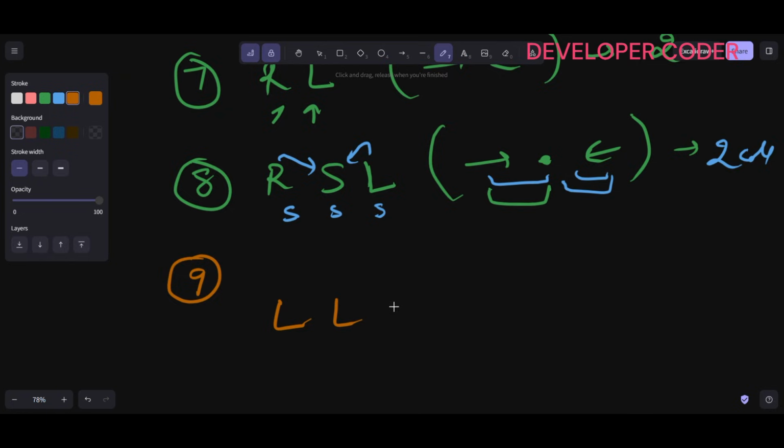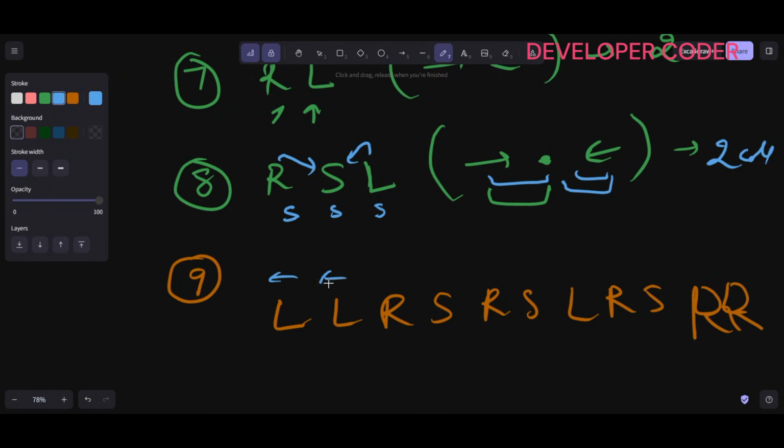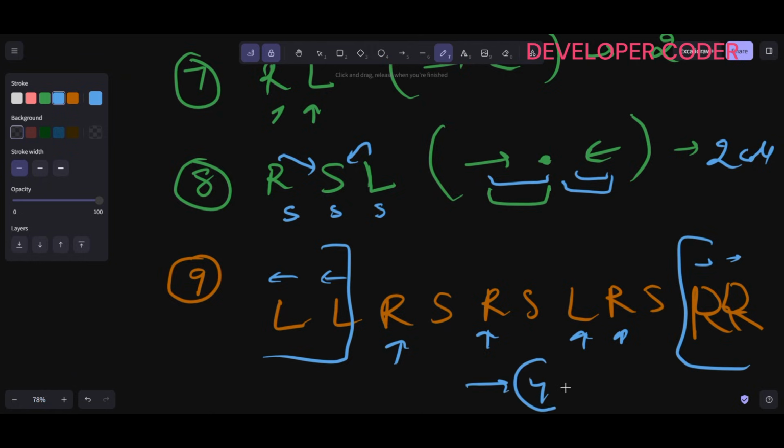Let's say this example: L L R S R S L R S L L. And here let's say R R. So if you notice, L means this side, R means this side. So these will never collide. These will never collide. And inside this 1 2 3 4, 4 is going to be output. Others are simply S. Simple, I can return 4 here, right?